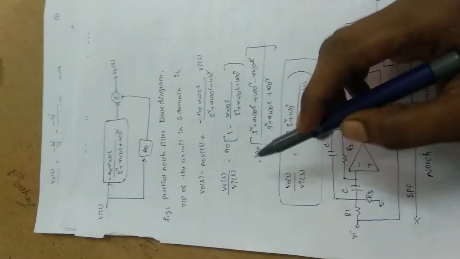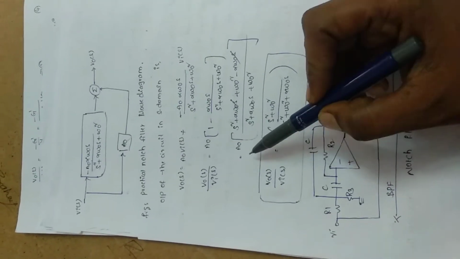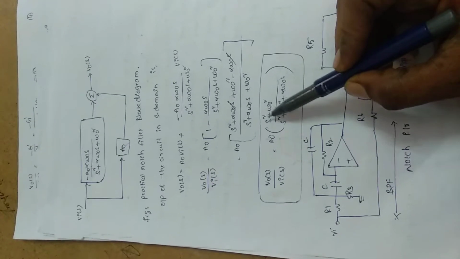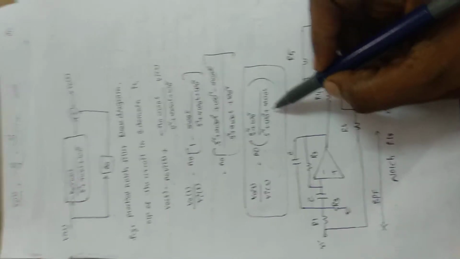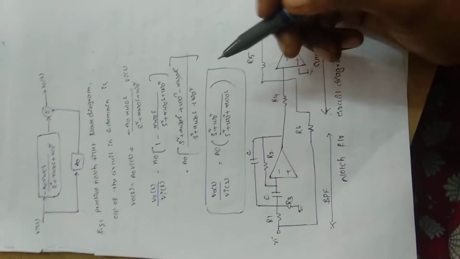From that equation, V output of S by V input of S equals A naught into S square plus omega naught square by S square plus omega naught square plus alpha into omega naught S.